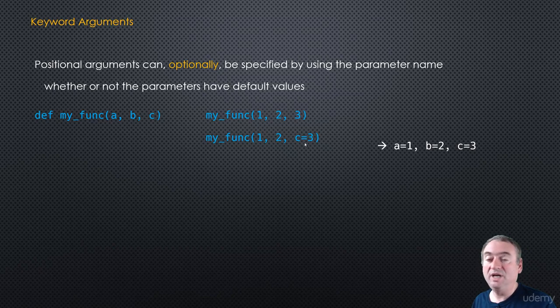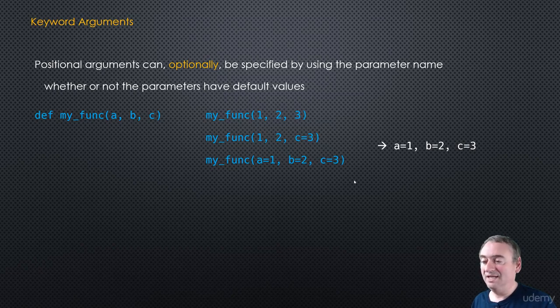And sometimes you want to do that just for readability of your code, right? You might want to specify that specifically so that the person reading the function call can tell, okay, that's what the third parameter is. You may just want to highlight that. Now, of course, you can also call the function this way with a equals 1, b equals 2, c equals 3. You can make all 3 named arguments or keyword arguments.